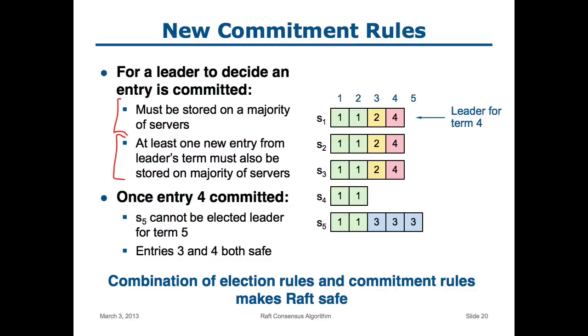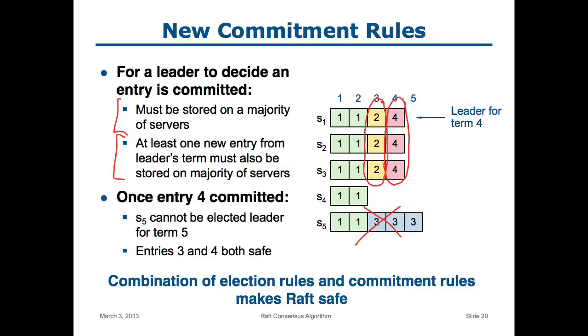So going back to our example, if the leader finishes replicating entry 3 to a majority, it can't yet commit that entry and pass it to the state machines. Instead, it has to also wait until the first entry from its term gets committed, that is, stored on a majority of the machines. And now at this point, both of those entries can be passed to state machines. They're safe. And the reason for that is that we can see that now there's no way server 5 can get elected leader for the next term. And the reason is that there's too many other servers out there with more recent terms in their logs. The only vote server 5 would be able to get is server 4. So at this point, both entries 3 and 4 are safe.